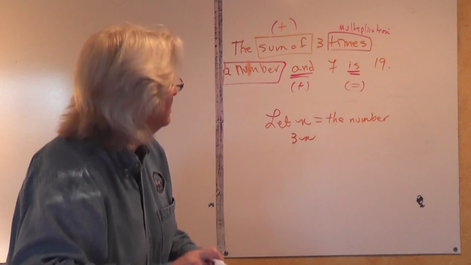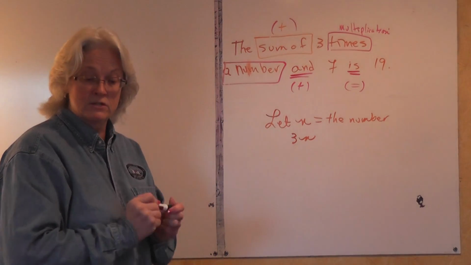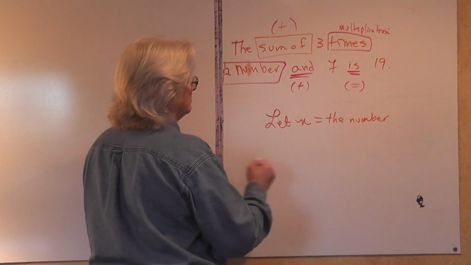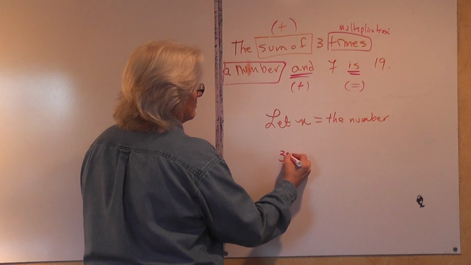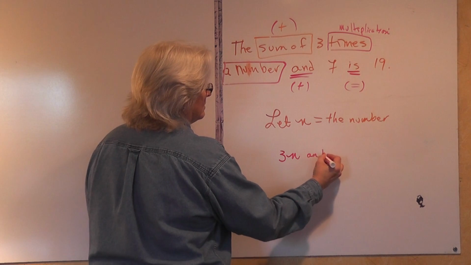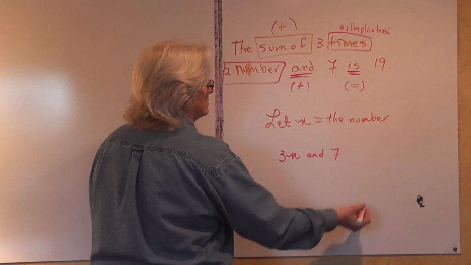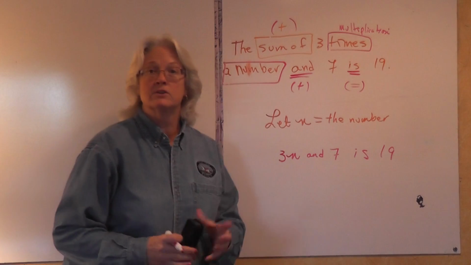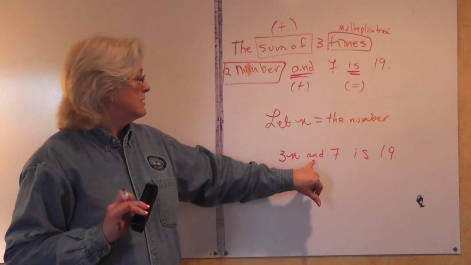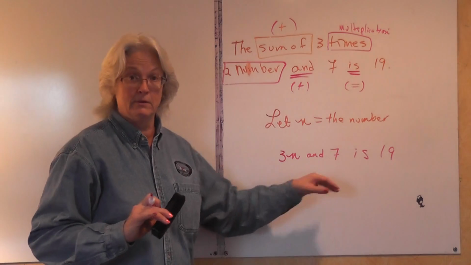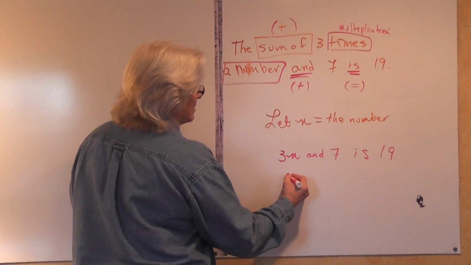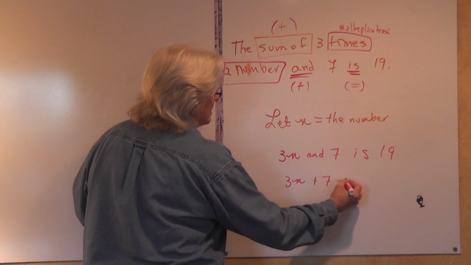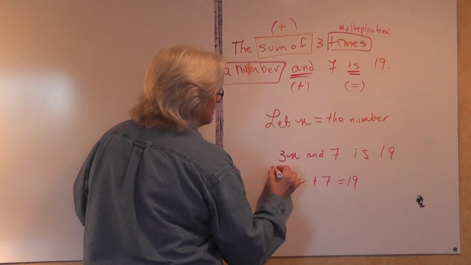So we see in our problem here, this is talking about the sum of 3 times a number and 7 is 19. Let's go ahead and put our symbols in here. What is "and"? And is addition. 3 times a number and 7 is 19.